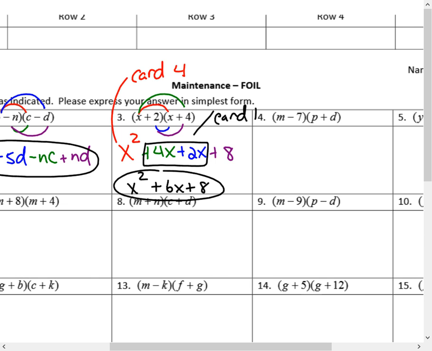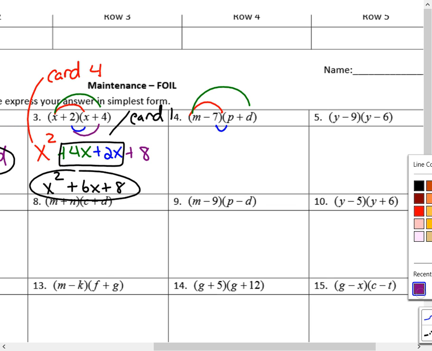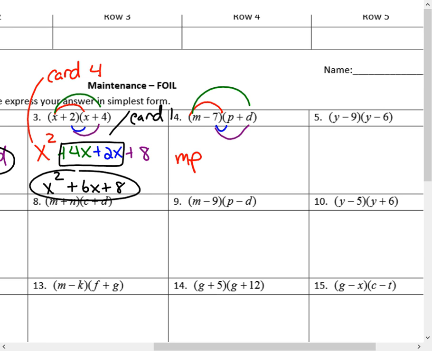Moving right along to problem 4, we have m minus 7 in quantity times quantity p plus d. So it's m times p and m times d, followed by negative 7 times p and negative 7 times d. So m times p is mp. M times d is positive md.